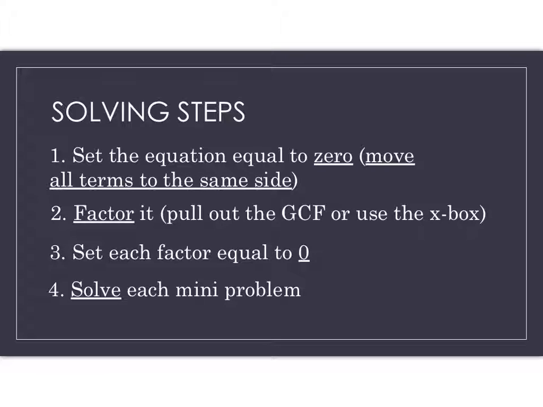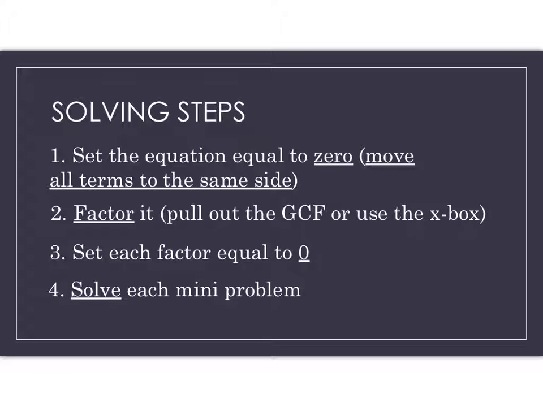Then, once we have all the terms on the same side, we're going to factor it. And this is the part that you guys already know because we've been spending the last several days working on the different ways to factor. So you might have to just pull out the GCF, or you might have to use the Xbox. And remember, you got that cheat sheet yesterday where the question at the top said, is there a GCF? And then based on your answer, you went to the different set of directions.